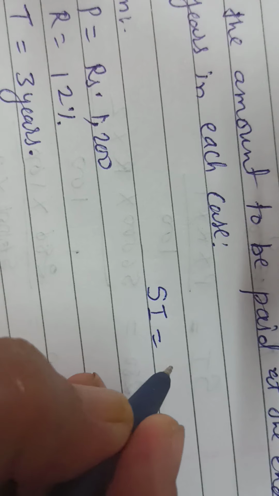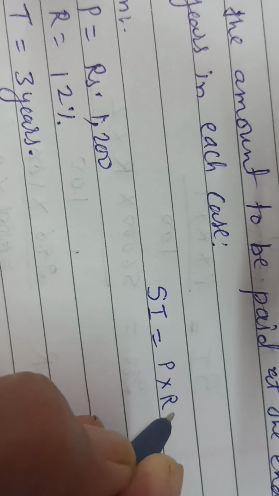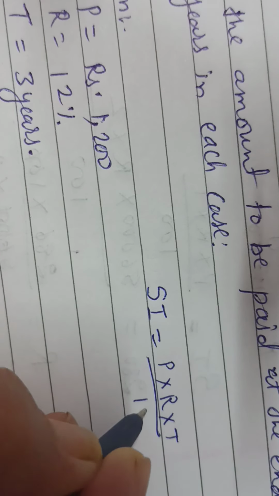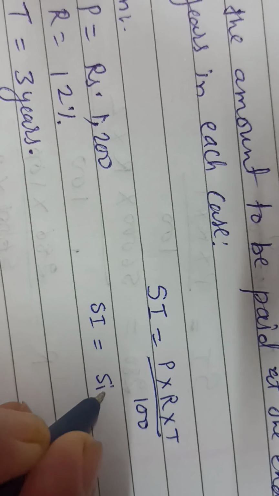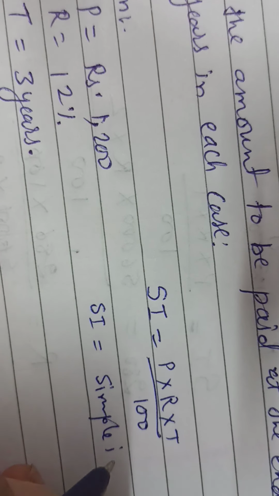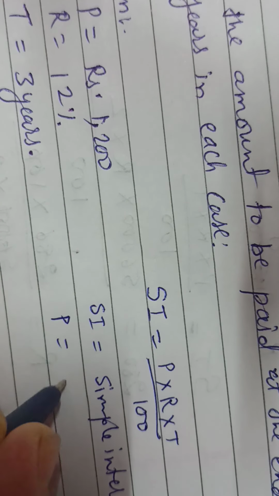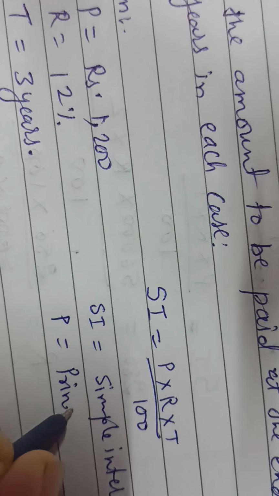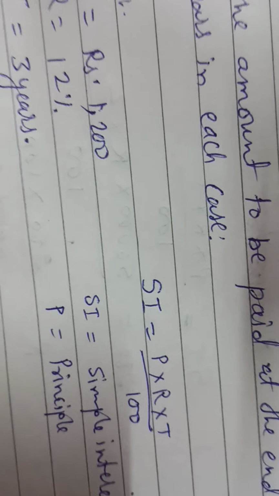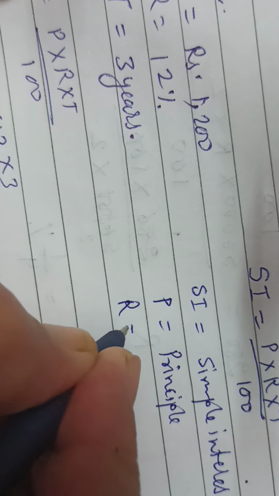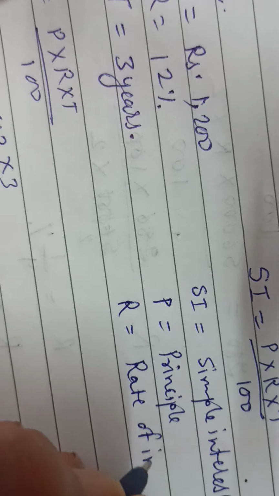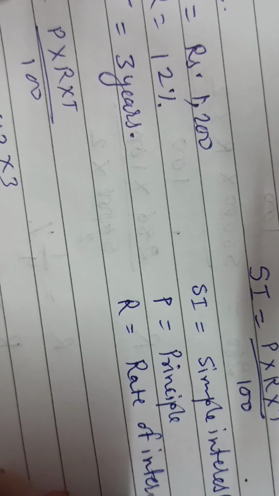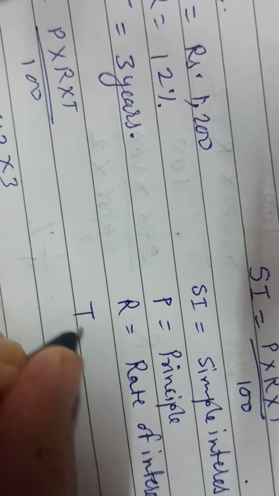The formula is P into R into T upon 100, where SI is equal to simple interest, P is equal to principal, R is equal to rate of interest, and T is equal to time.